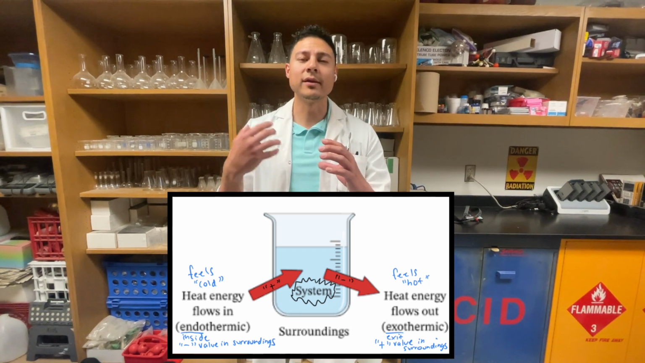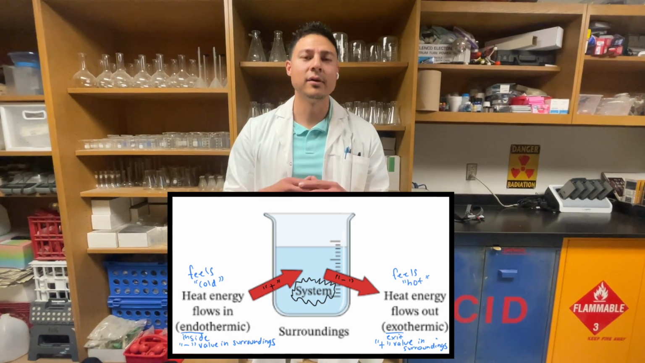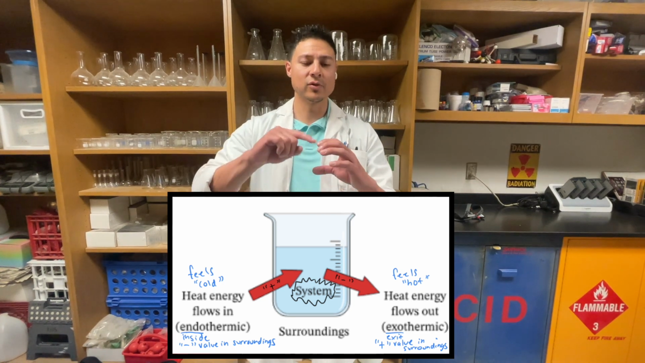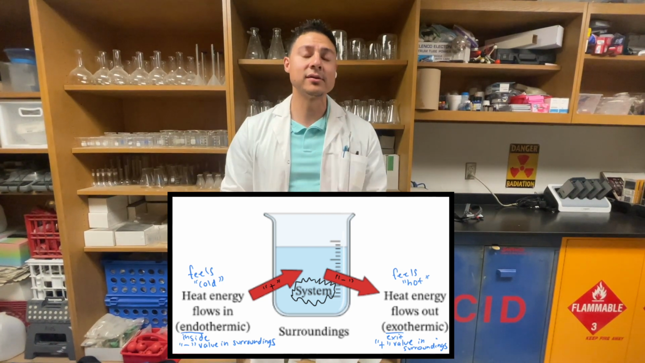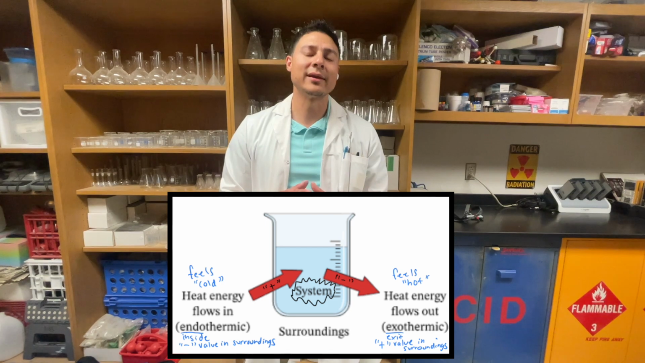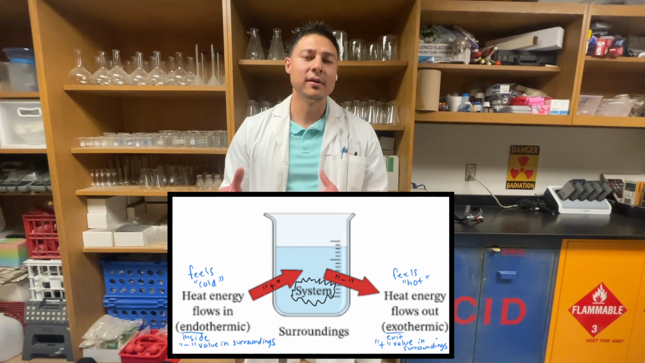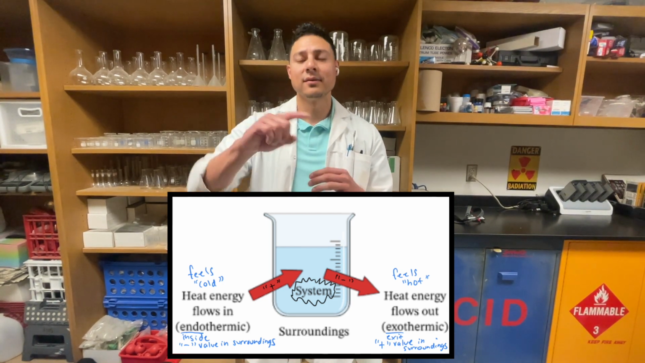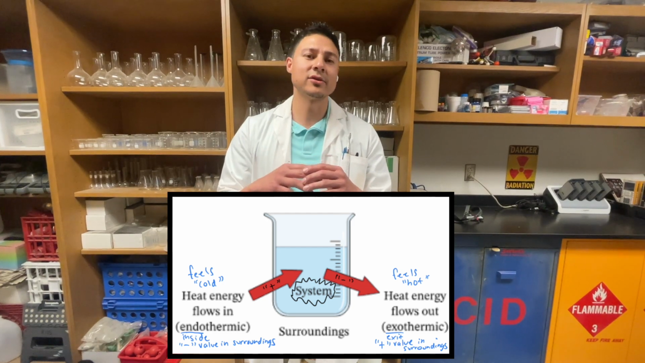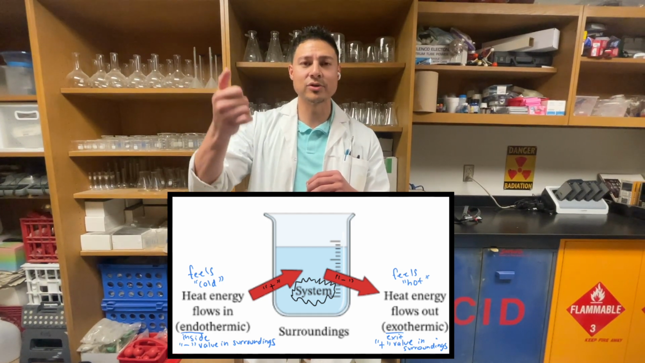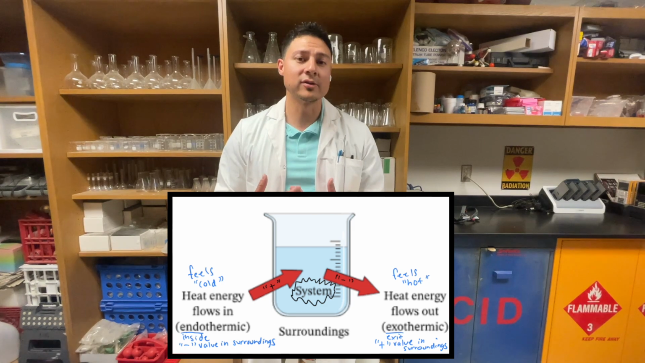Now, in terms of the system, when energy leaves the system or the reaction into the surroundings, then it's going to feel hotter, it's going to feel warmer. And so when heat leaves into the surroundings and it feels hotter, we call that an exothermic process. Exo, like exit, heat is leaving the reaction into the surroundings. We're going to be measuring temperature changes. That is called an exothermic reaction.